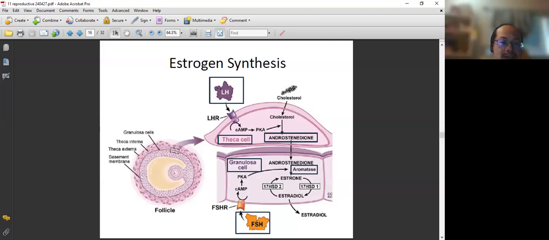FSH acts on the granulosa cells, just like in males FSH acts on Sertoli cells. LH acts on the theca cells, just like in males LH acts on the Leydig cells. So that's that. So, quiz question, several quiz questions we can have here.